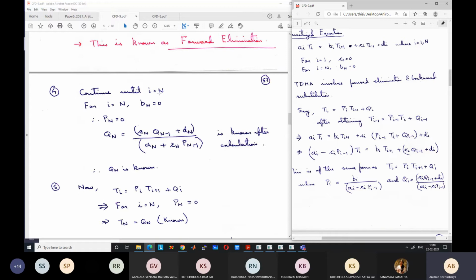So we will continue till i equal to n. For i equal to n, what is the Bn value? We have discussed it is equal to 0 because there is no Tn plus 1. So if Bn is 0, what is the value of Pn? 0. Okay. Because Bn is 0, Pn also has to be 0. So there is no Pn. What is the value of Qn? Cn Qn minus 1 plus Dn divided by An minus, it should be minus.